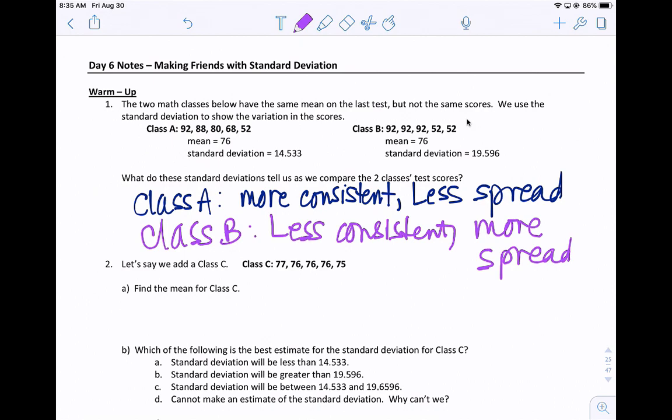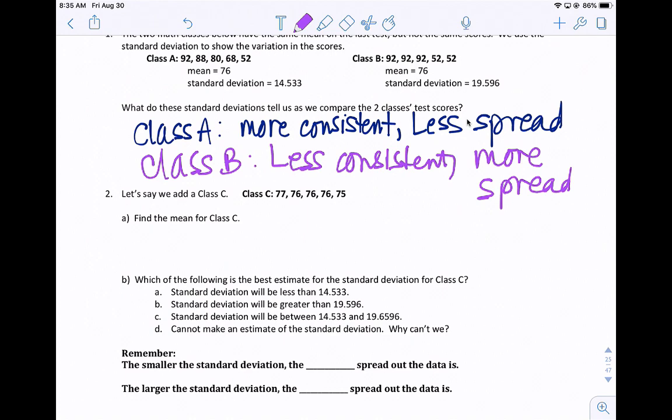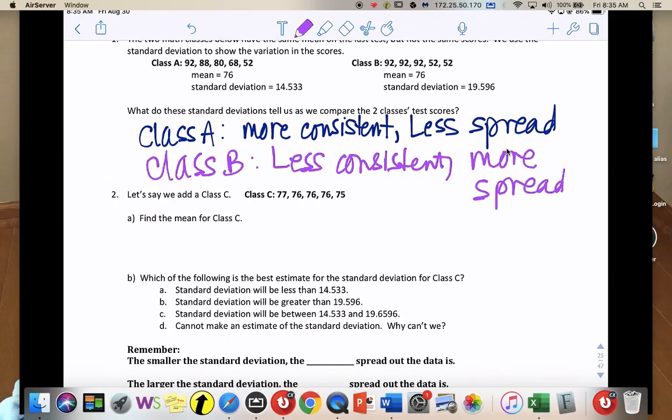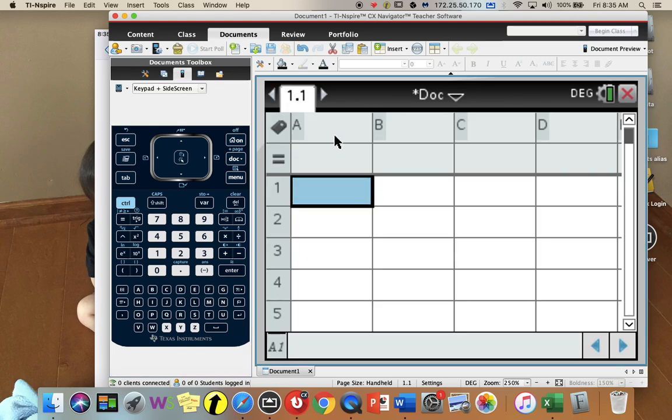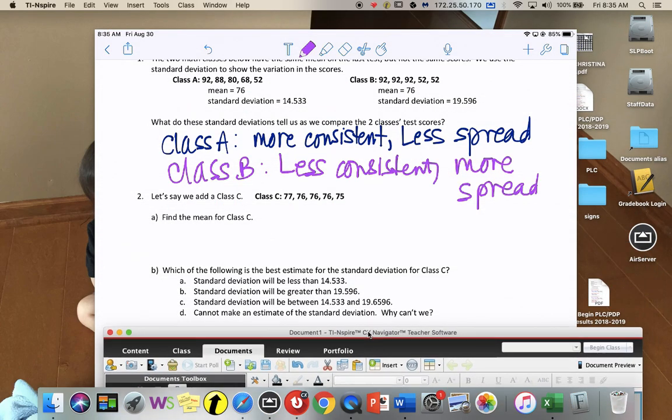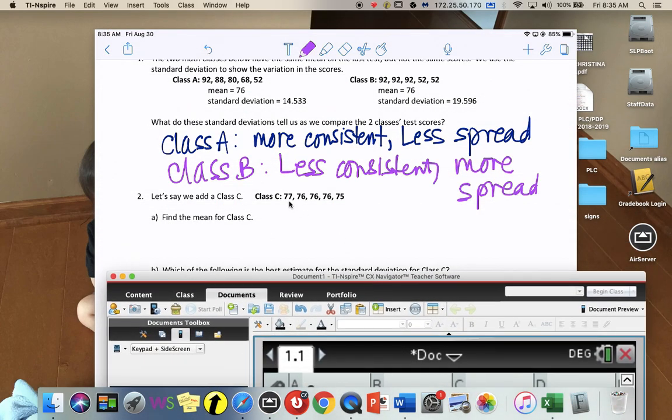All right, let's say we add a Class C. Let's find the average for Class C. So remember, to find the mean, add them all up and divide by how many there are. The shortcut on a calculator is you can add a list and spreadsheet. Name your list. I'll call this data C. Don't put anything in the equals row, and we'll type them in. And you should expect that this has a smaller standard deviation than either of these two.